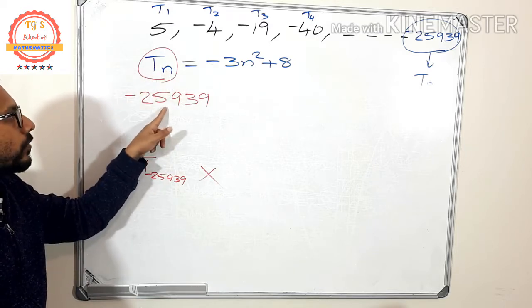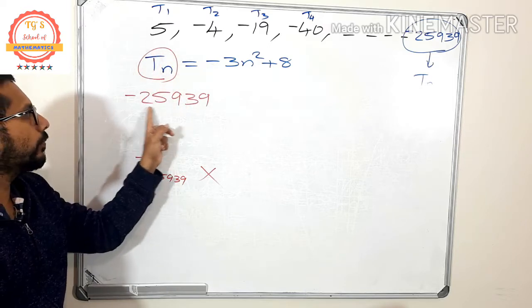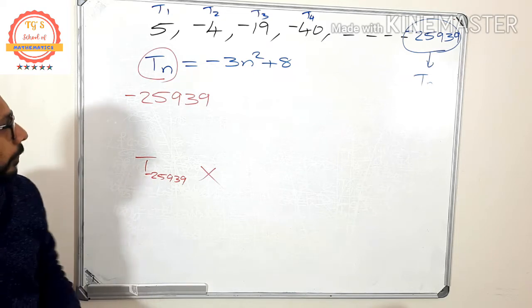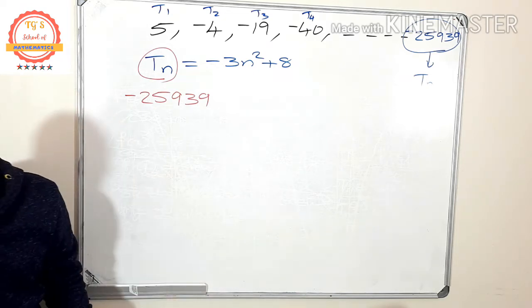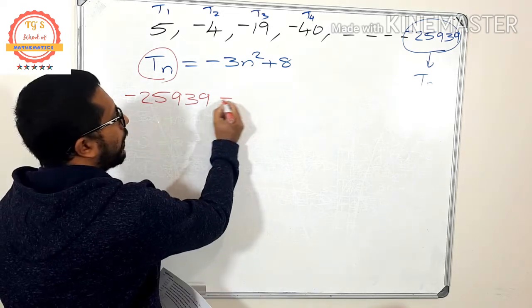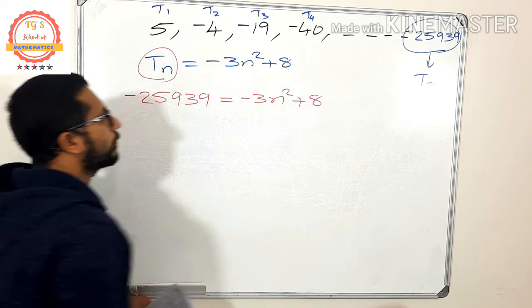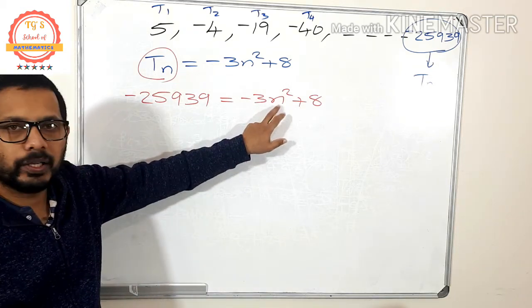Okay, and what is this one? The value of Tn. The whole Tn is this minus 25,939. Okay, now minus 25,939 is equal to minus 3n square plus 8. So from here we have to find the value of n.